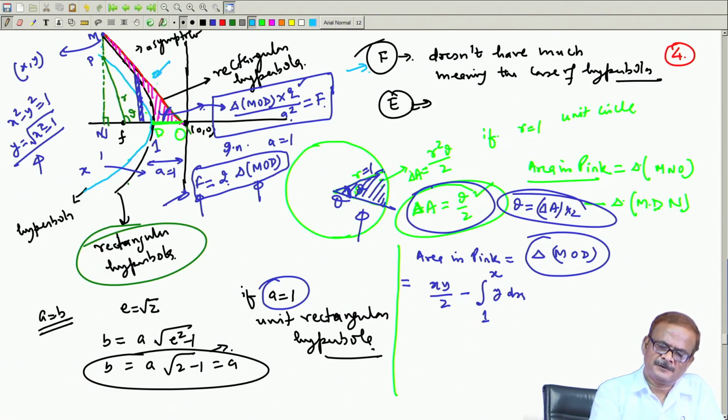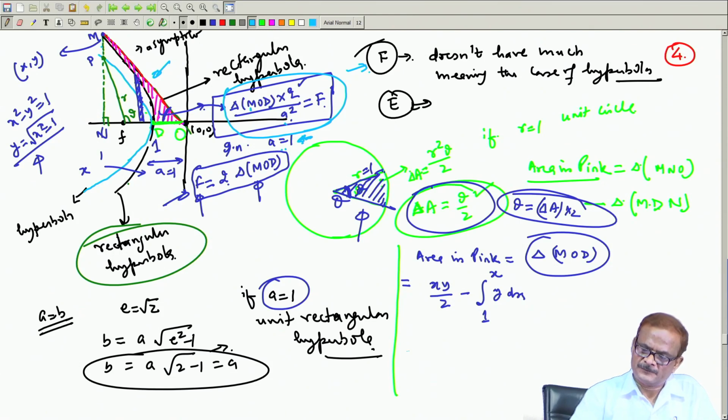is shown here in the pink, and this part also you remember. This is 2 times the area divided by a square, and only in the case of a rectangular hyperbola where a equal to 1, okay, f becomes equal to 2 times area.